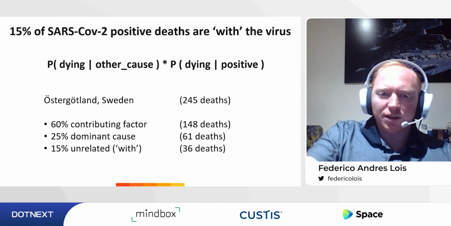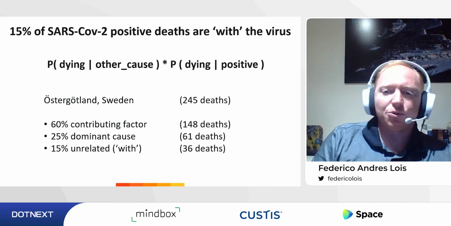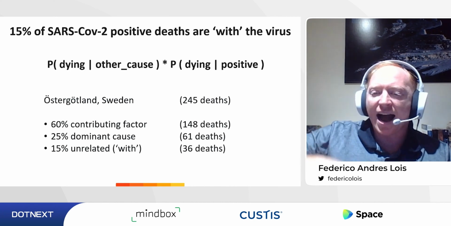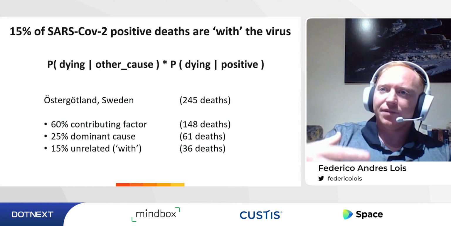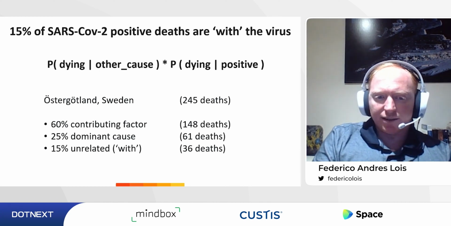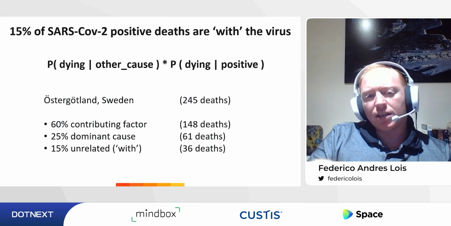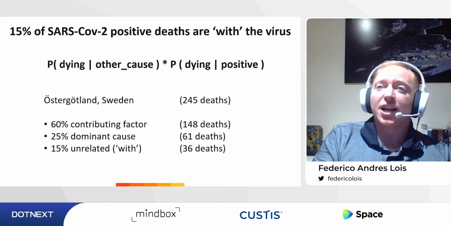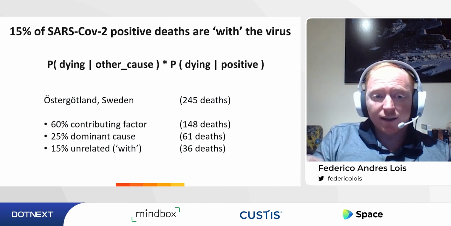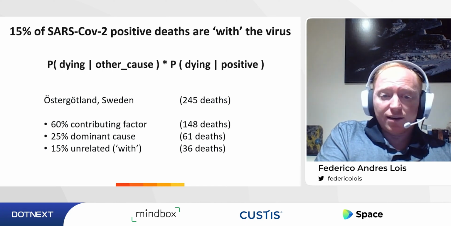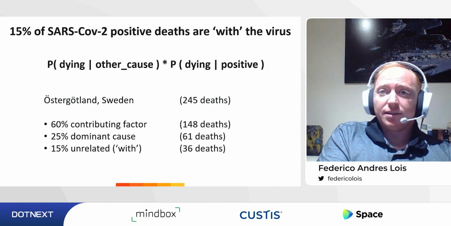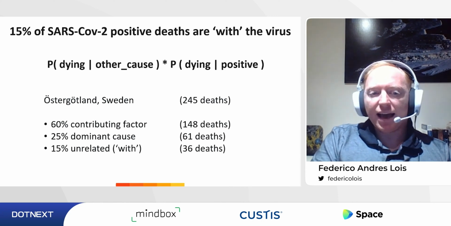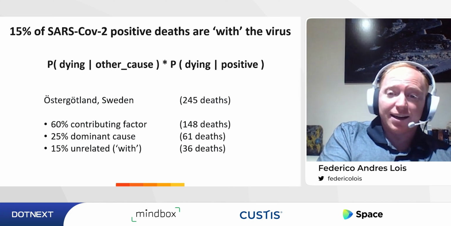So this is what Östergötland, as it's called in Sweden, did. They took their entire group of deaths. They got 245 deaths, and they actually looked in detail. They audited their deaths, the actual cause of death. So 60% of them have contributing factors, which is comorbidities, people that are not healthy. So that's 148 deaths. 25 of those are actually where the virus is the dominant cause. This is people that died from the virus without accounting for the comorbidities. And then they found that 15% are related, which are the with.